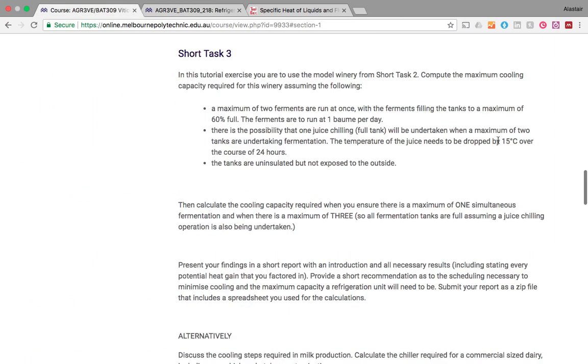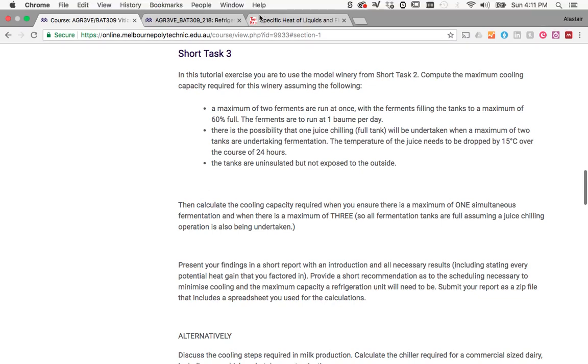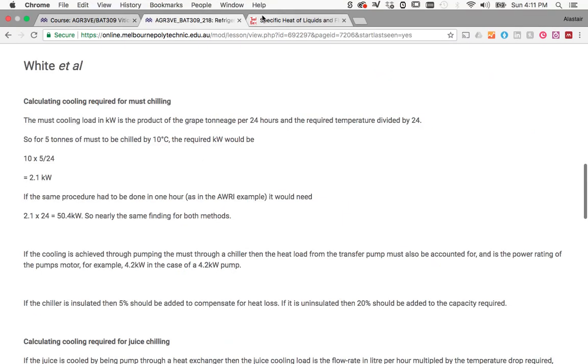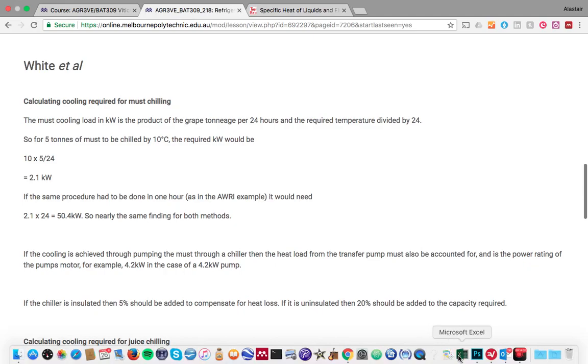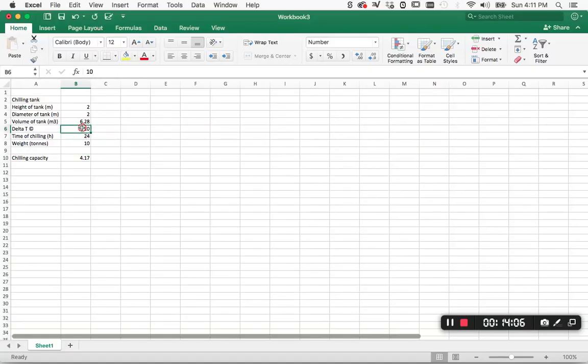No, we need to drop it 15 degrees over 24 hours. And okay. Because I've referenced all the cells rather than just typing the numbers into the formula, I can just quickly change that there, and it changes it. So 6.25 kilowatts is required to chill that juice over a 24-hour period. All right.